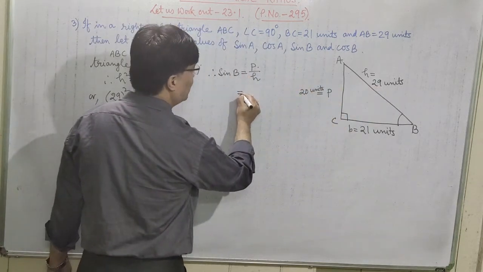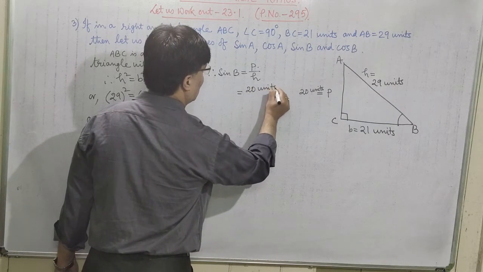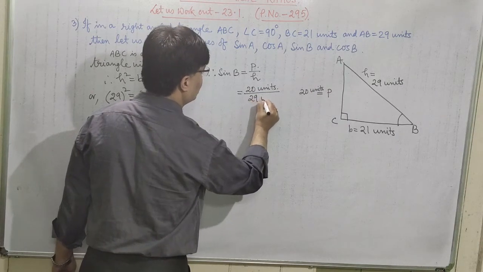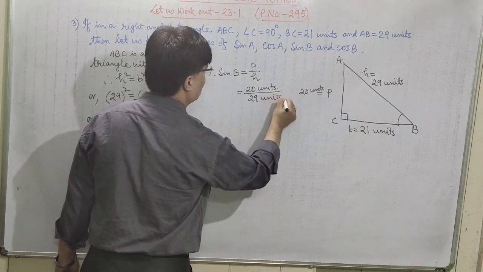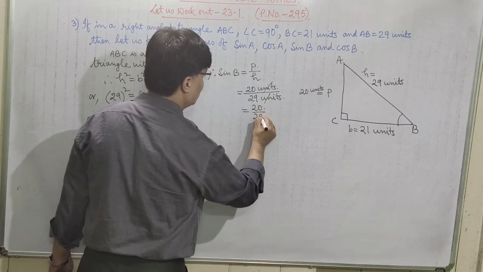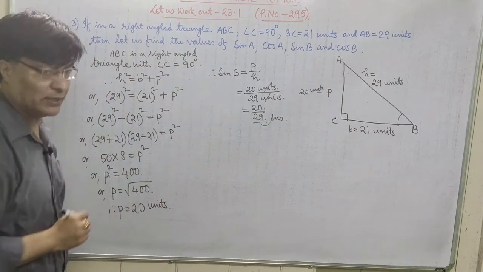So what is P in this case? It is 20 units divided by, which is the hypotenuse? 29 units. Is that clear? So here units get cancelled, which is equal to 20 by 29. So this is the answer for sine B.